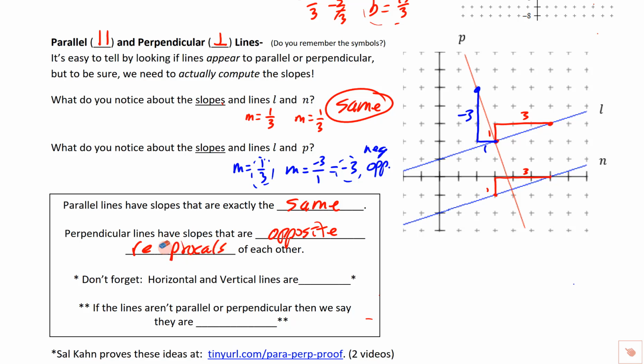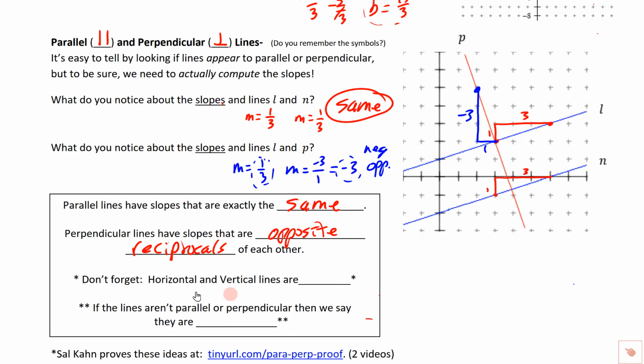Okay. So when we say opposite reciprocals, what we mean is one of them is going to be negative and one of them is going to be positive. So they have opposite signs. And when we say reciprocals, we're taking the fractions and we're flipping them over. So this is positive. This one's negative. This is 1 over 3. This is 3 over 1. So they are indeed opposite reciprocals.